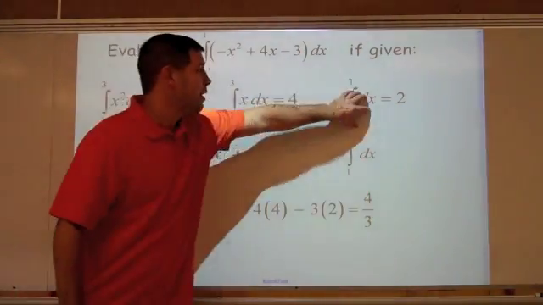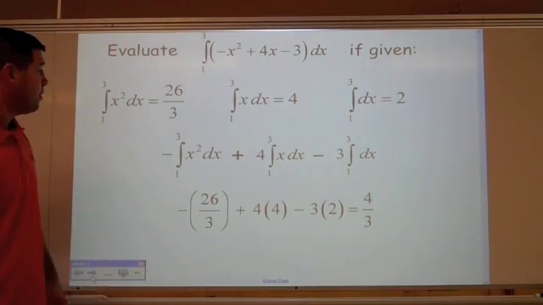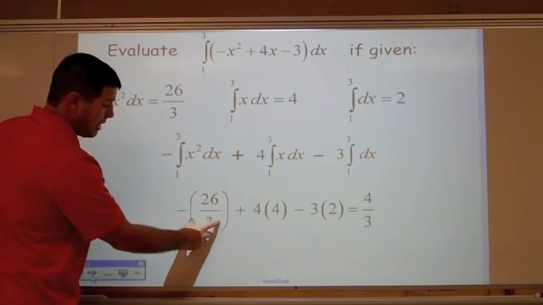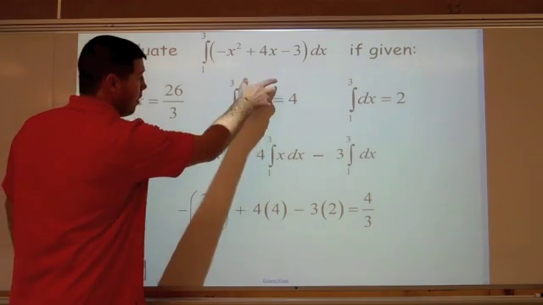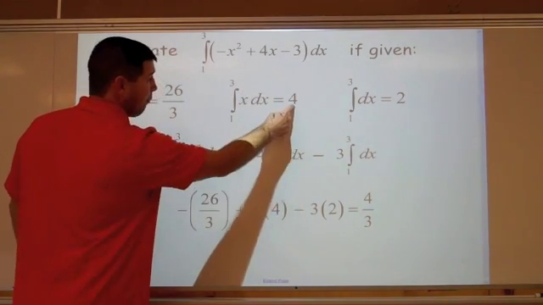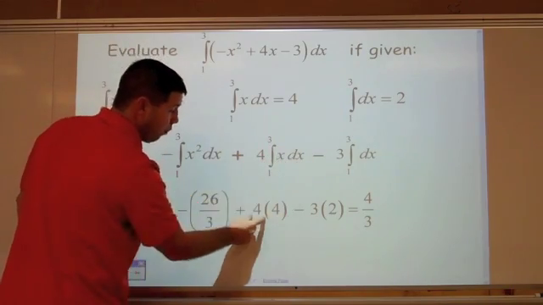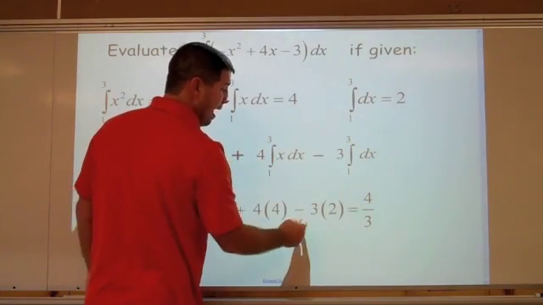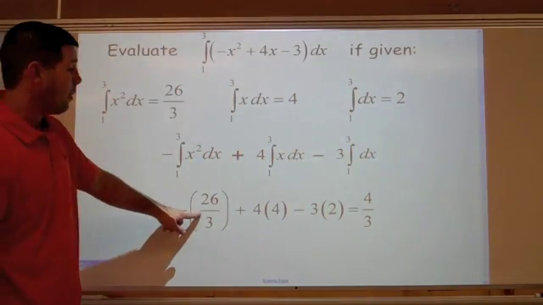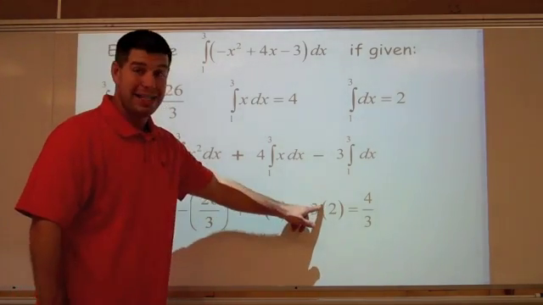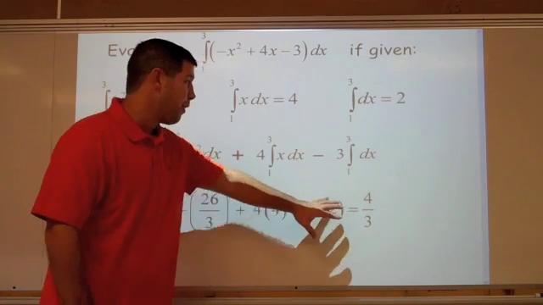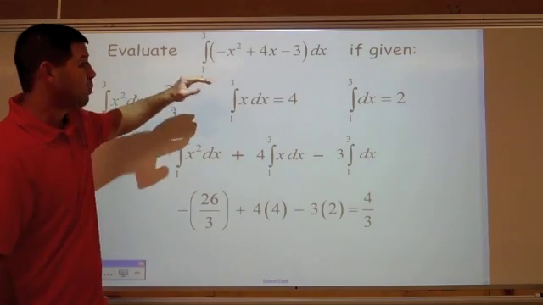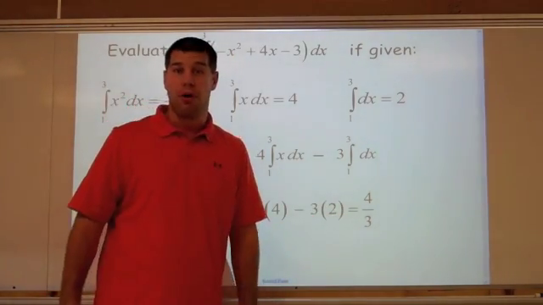And now you use these 3 given definite integral values and apply. This whole thing here is 26 thirds. So I start with negative 26 thirds. Plus this whole thing here is 4, so it's going to be 4 times 4. Minus this value here is 2, so it's going to be minus 3 times 2. So I get negative 26 thirds plus 16 minus 6. And you end up with an overall value of this definite integral. The area between this curve and the x-axis, between 1 and 3, is going to be exactly 4 thirds.